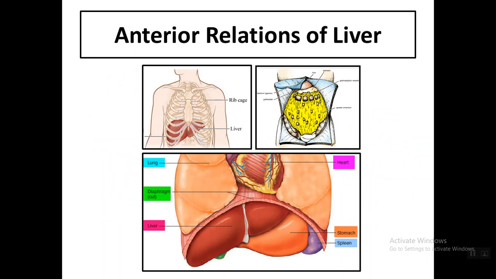What are the anterior relations of the liver? As we said, it is covered by the costal margin, so it is related to the right and left costal margin, related to the xiphoid process anteriorly, also related to the anterior abdominal wall. Also, the liver is related anteriorly to the diaphragm, to the pleura of both lungs, and to the lower margin of the right and left lung. All these are anterior relations of the liver.